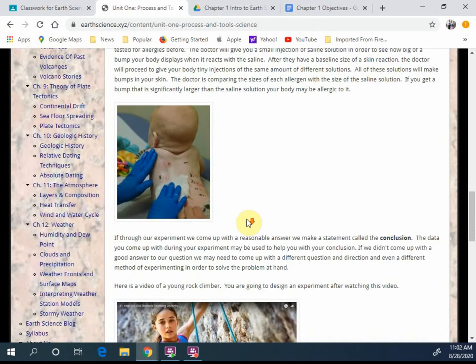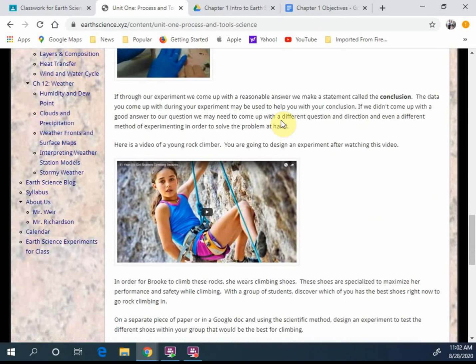Last but not least, after everything is done and your experiment's completed, you write a conclusion. The last piece to the scientific method. The data you come up with during your experiment may be used to help you write your conclusion, or it should at least concur with it. Your conclusion should concur with your hypothesis, or if you proved it wrong, then you can emphasize in your conclusion why it didn't, if that makes sense. So, that's it for the scientific method.